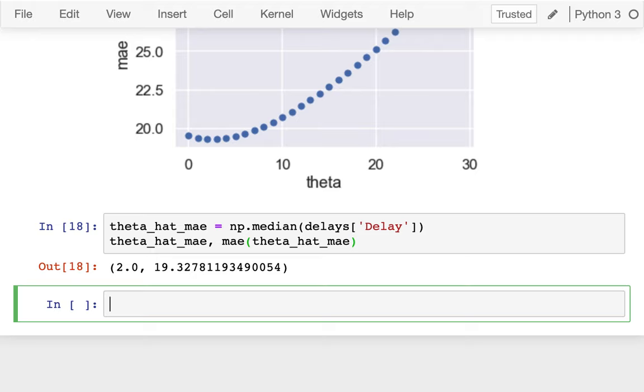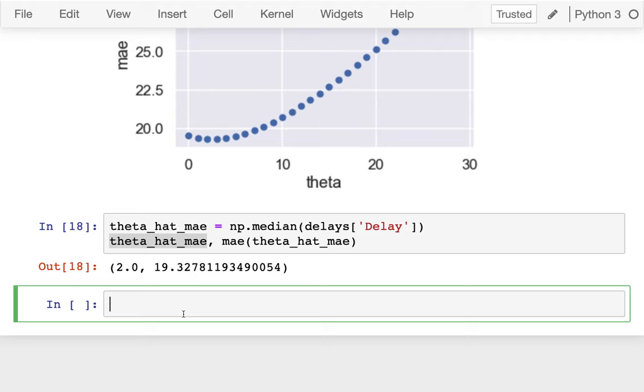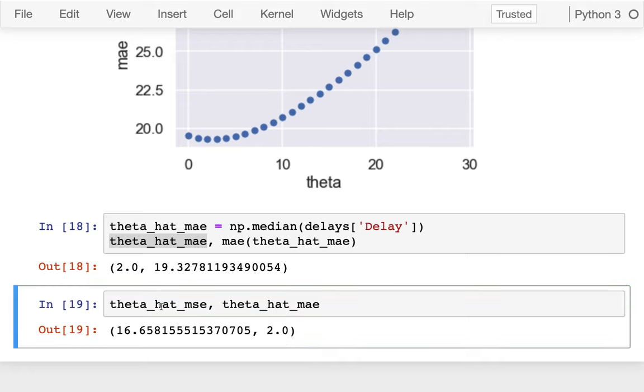Let me compare the theta for the mean squared error with the theta for the mean absolute error. So we have here two different loss functions, and we have two different estimations that result from picking a different loss function. They're quite different. So why don't you talk over with your neighbor why they're so different and what this means?